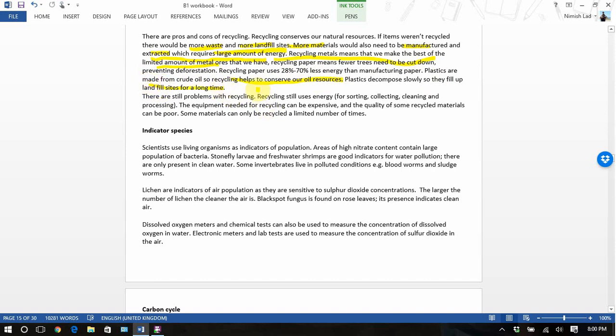However, recycling still uses energy, and equipment can be expensive, the quality of recycled materials can sometimes be poor, and some materials can only be recycled a limited number of times.